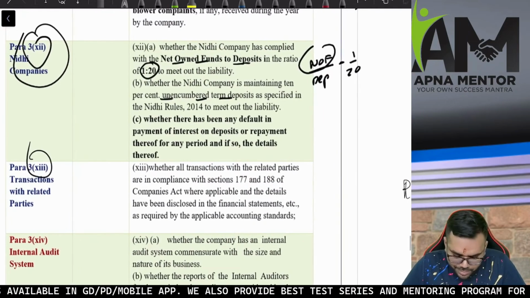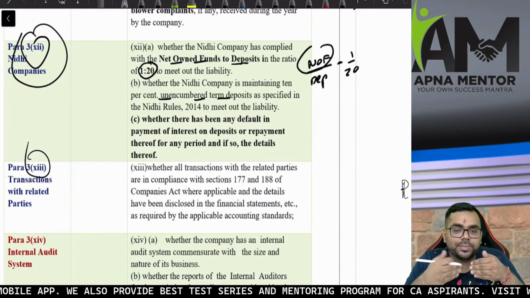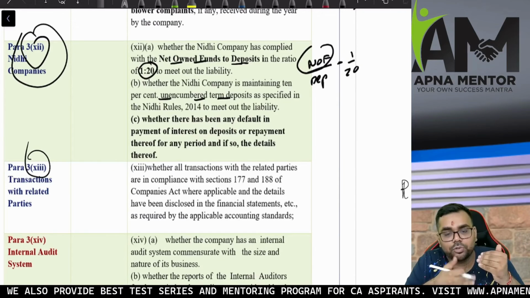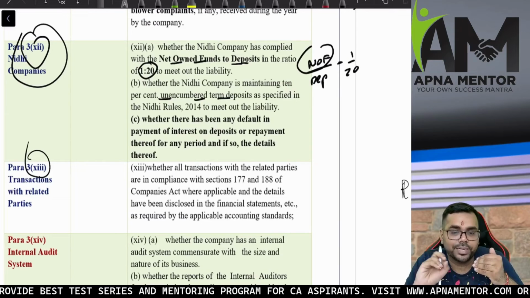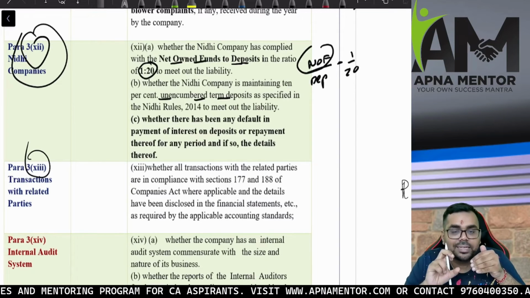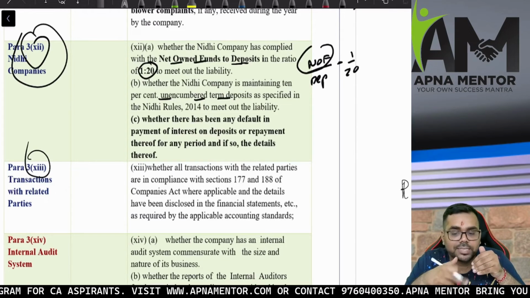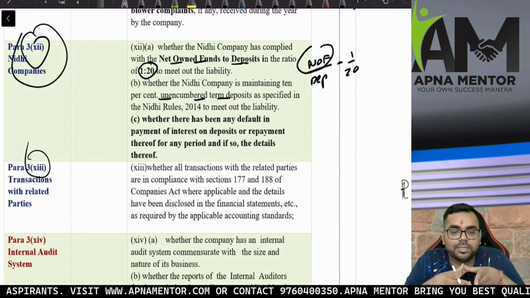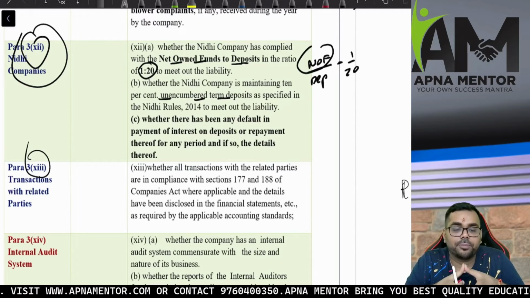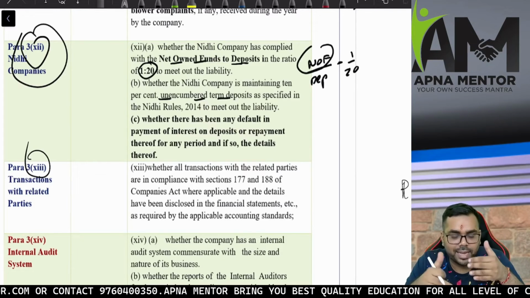So regarding Nidhi companies, Nidhi companies are required to maintain a certain ratio as per the Nidhi rules. That is, net owned fund to deposit should be in the ratio 1:20. Apart from that, the Nidhi company is required to maintain at least 10% unencumbered term deposits out of the total deposits as per the Nidhi rules. What are unencumbered term deposits? Deposits which are free from any kind of mortgage or pledge. So out of the total deposit, they need to maintain at least 10%.